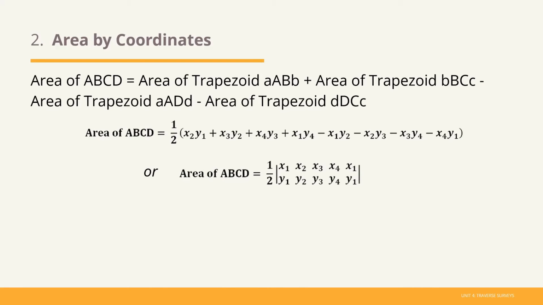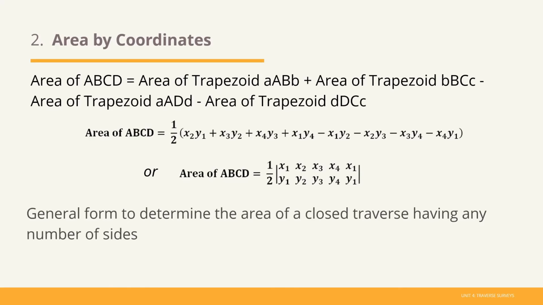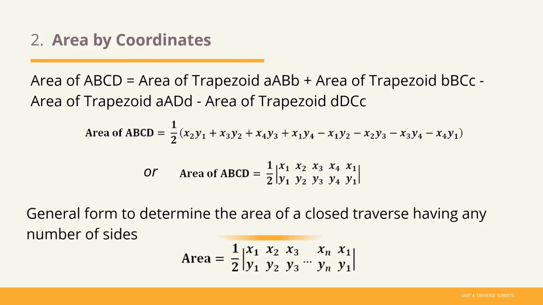by the matrix of the x and y coordinates, being the x coordinates at the top row and the y coordinates at the bottom row. And now, the general form to determine the area of a closed traverse having any number of sides is this formula: 1 half times the matrix of x and y coordinates with the nth number ending at x sub 1 and y sub 1.